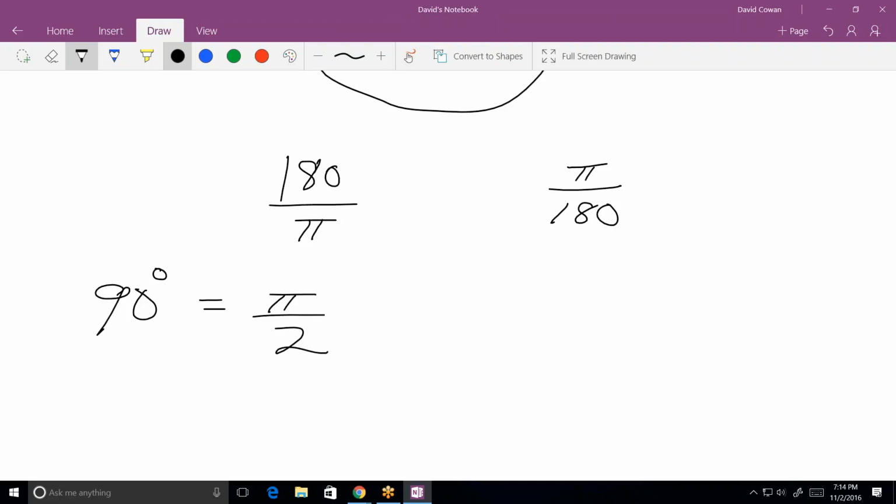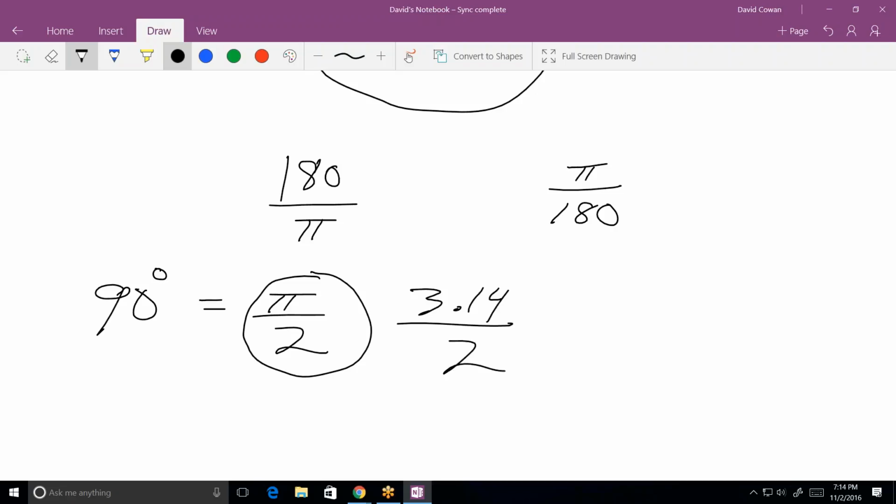Pi is critical. For one thing, almost all angles that are in radians are going to have a pi in it. And this is actually a number. We don't typically add the units to that. We don't generally say pi over 2 radians. That's a number. That number is 3.14 over 2. And that's a critical point about radians.